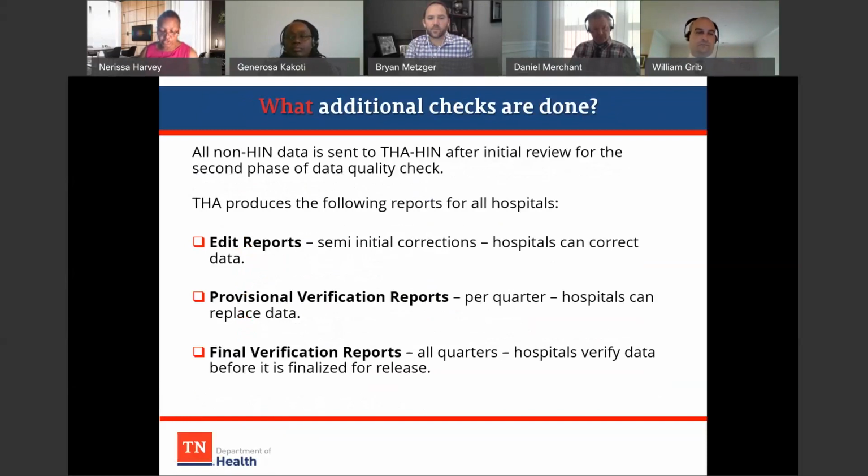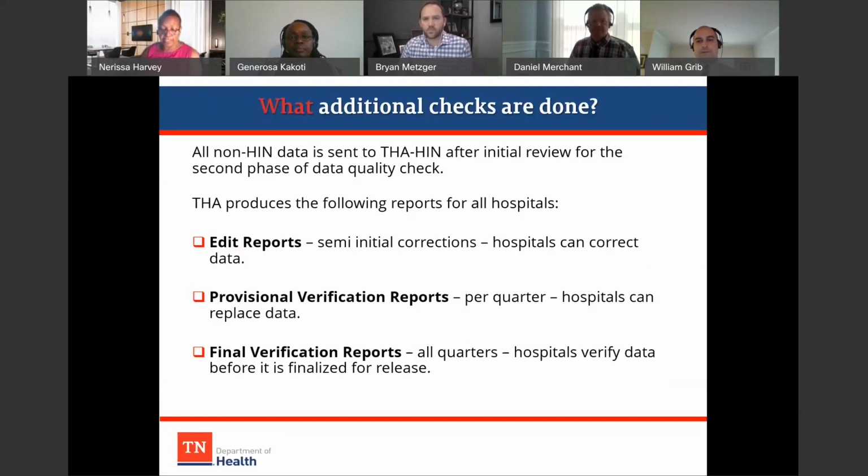So what additional checks are done? Our partner, Tennessee Hospital Association, does a deeper check of errors. Example, the patient's gender is coded as male, but the diagnosis says hysterectomy. That is a fatal error. So these edit reports give both the fatal error and the warning errors. We stress to the non-HEN hospitals that the fatal errors over the 2% margin be corrected and resubmitted, because it is our goal to get as accurate information as possible.